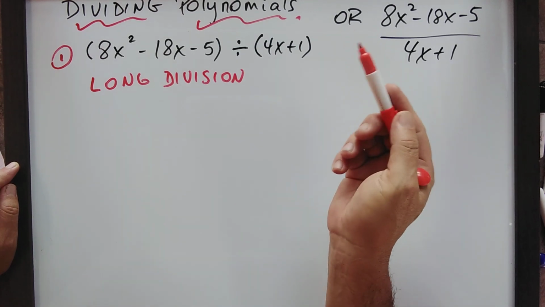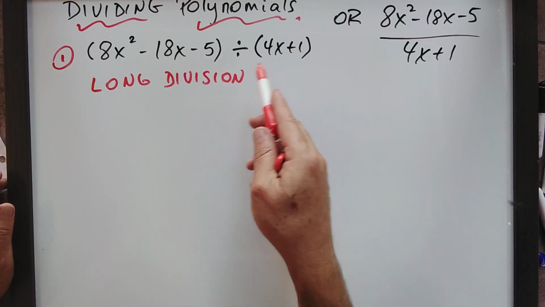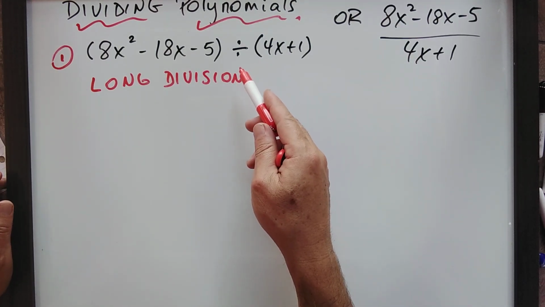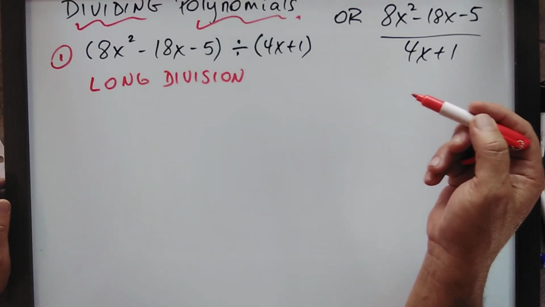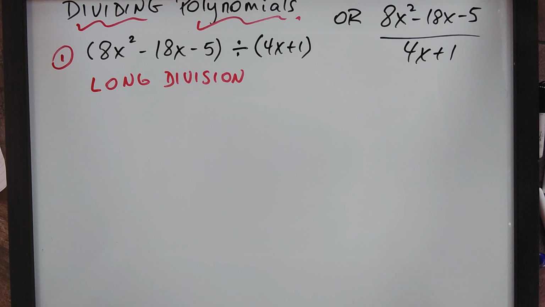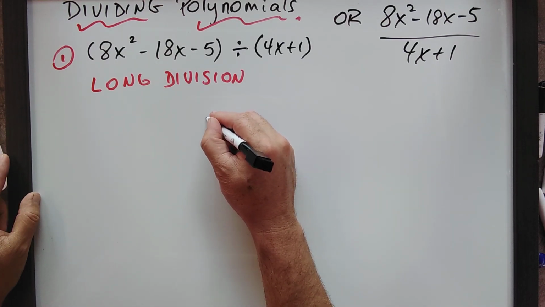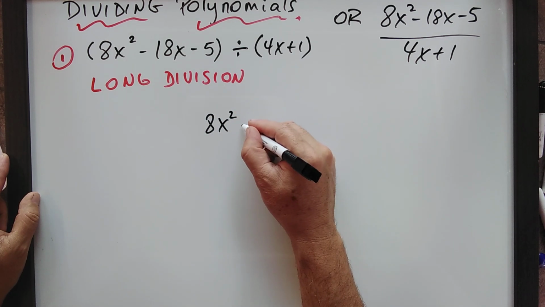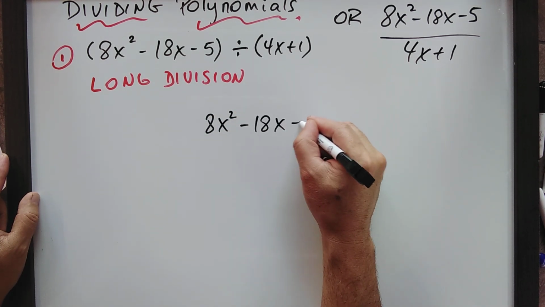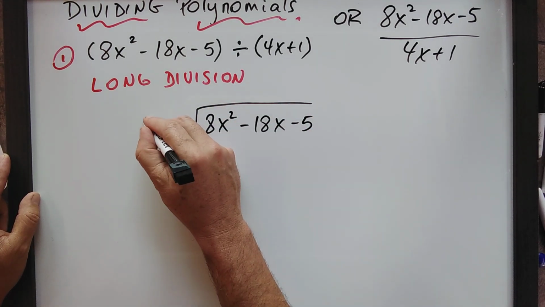The problem could be given in two different ways, like this, using the division symbol, or using the fraction bar. Since we're using long division, we're gonna set it up as a long division problem. I'm gonna put the dividend right here, and the divisor out here.